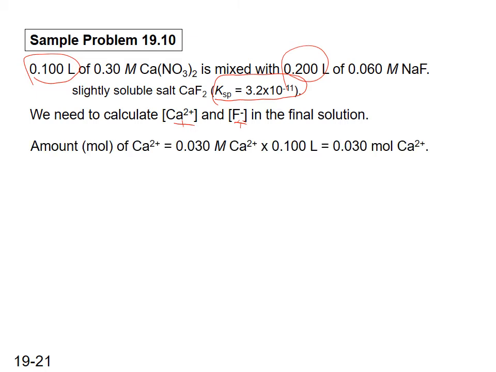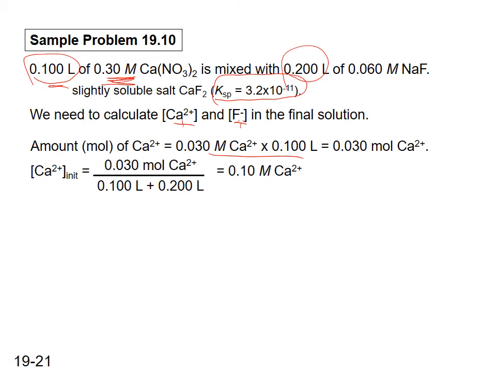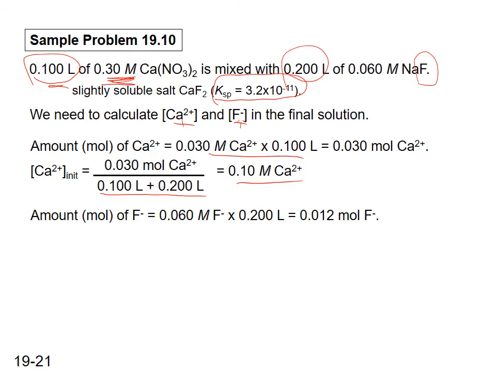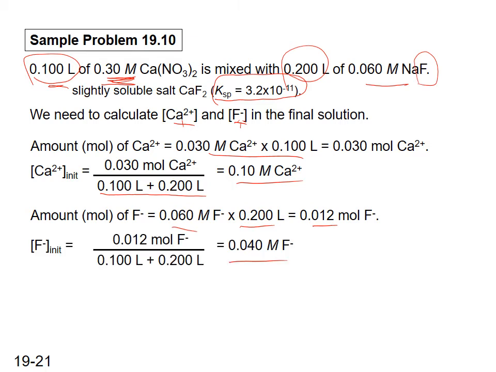So for calcium, we use the molarity times volume, so that's the number of moles, divided by the new volume, which is 0.1 plus 0.2. So the concentration of calcium in the mixture is 0.1 molarity. Similarly, to calculate the concentration of fluoride, we first calculate the number of moles added, and that will be 0.06 molarity times 0.2 liter volume, giving you 0.012 moles, divided by the total volume, and that gives you the concentration.